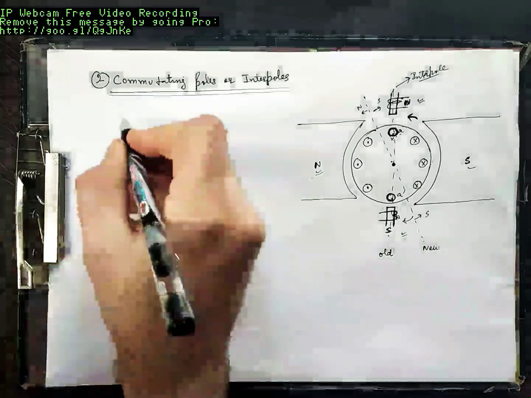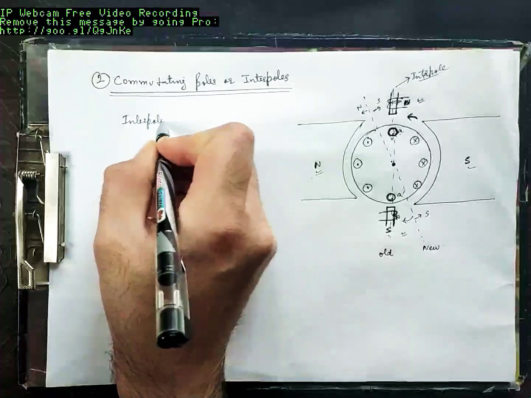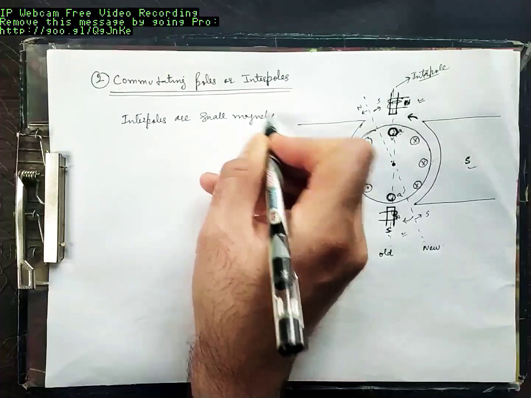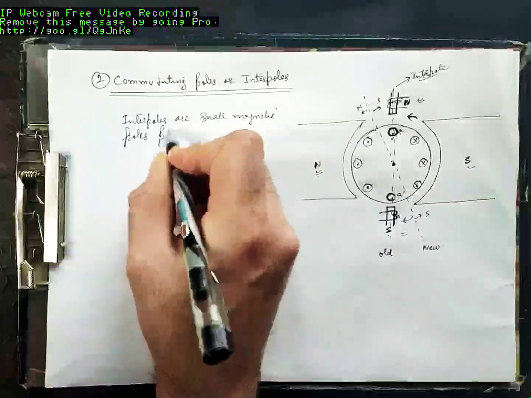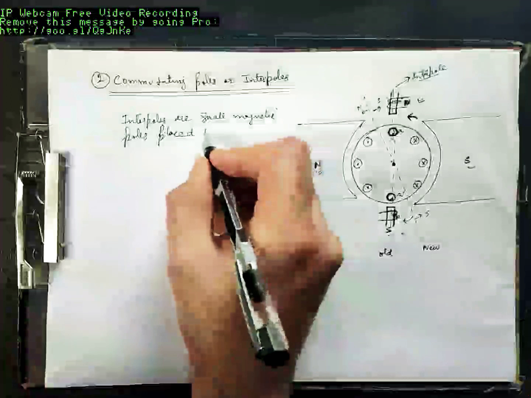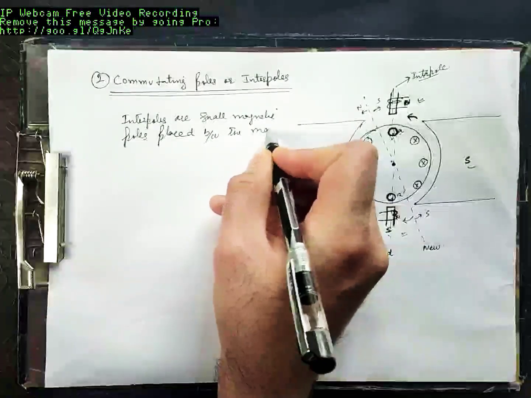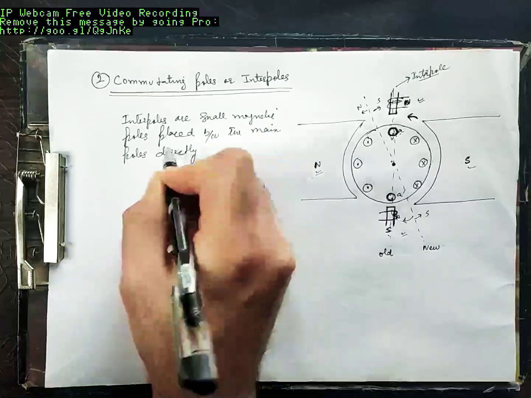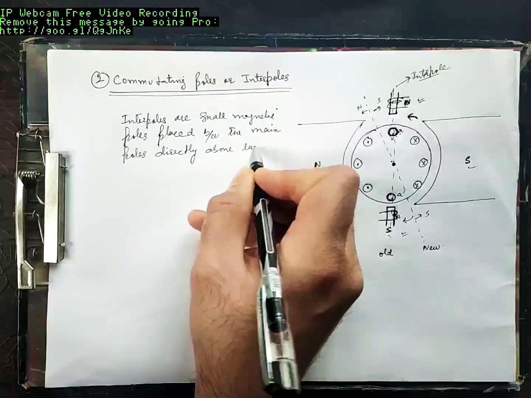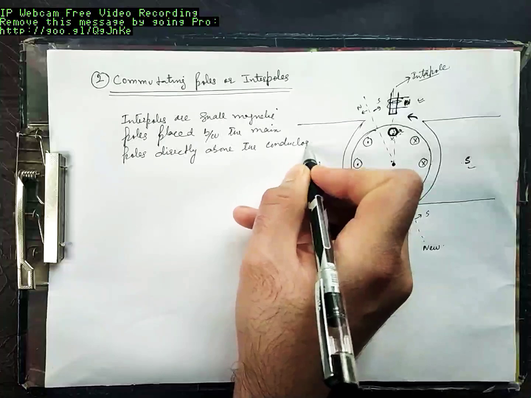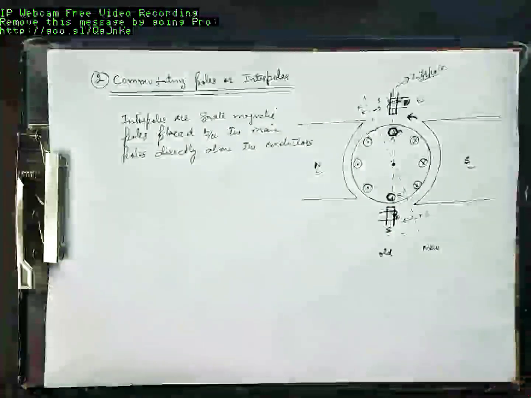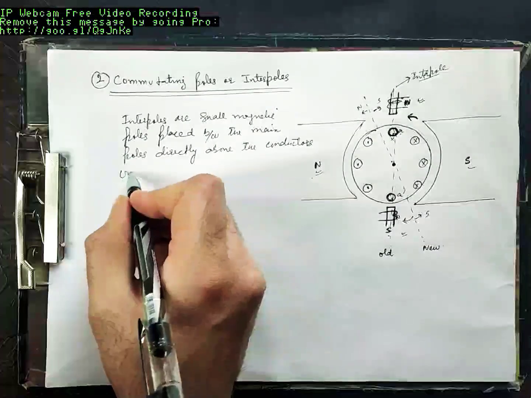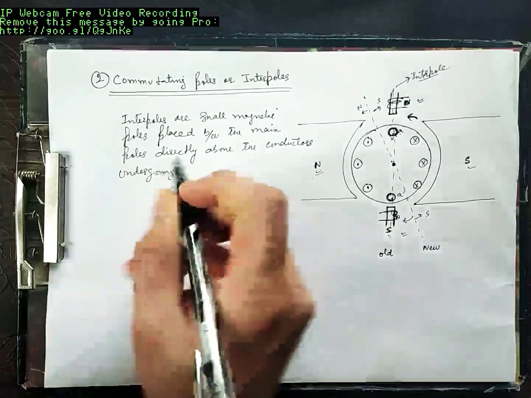So interpoles, or small magnetic poles, placed between the main poles, directly above the conductors undergoing commutation.